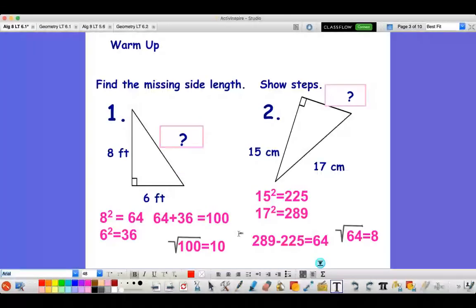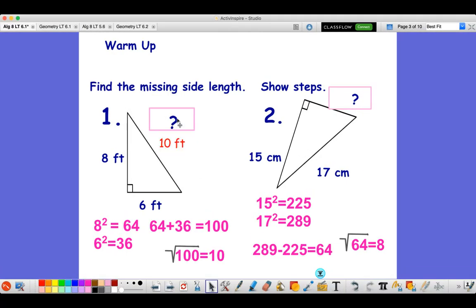And welcome back. Here are the solutions. So for the first one, we can see here that the right angle is across from the hypotenuse, and that's what we're looking for. So that means we square the legs. 8 squared is 64, 6 squared is 36, and then we add them together. 100. Square root of 100 is 10. So check my work. And 10 feet is the correct answer.